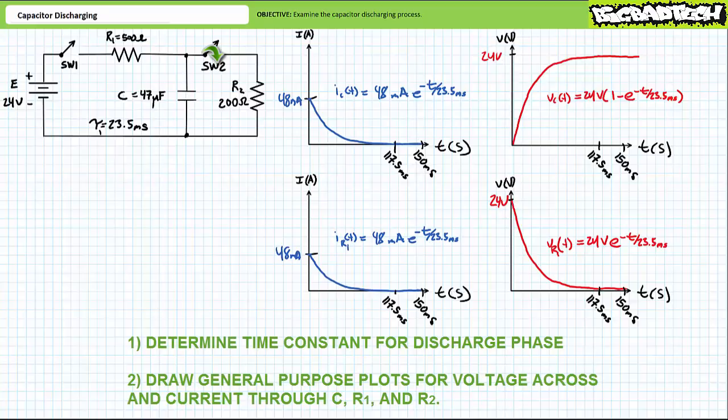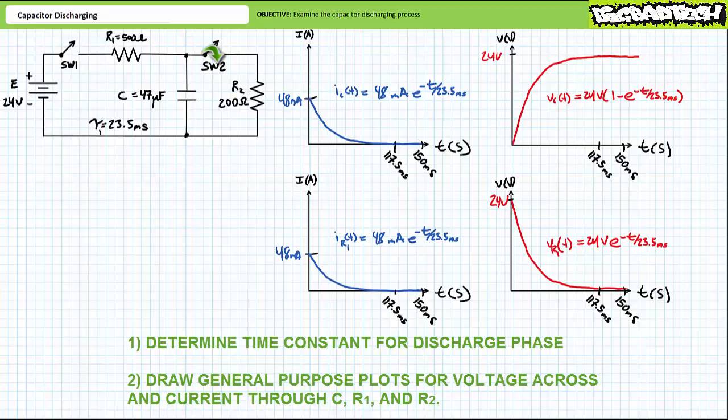To make this back-to-back analysis relatively easy, my advice is to simply assume the discharge phase begins at another t equals 0, and then just superimpose these plots onto the earlier diagrams at the larger circuit's t equals 150 milliseconds. Again, we're just looking for general purpose plots for the discharge process right now. Don't worry about deriving exact expressions.